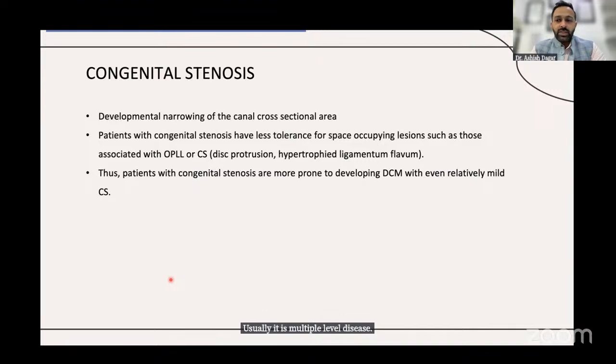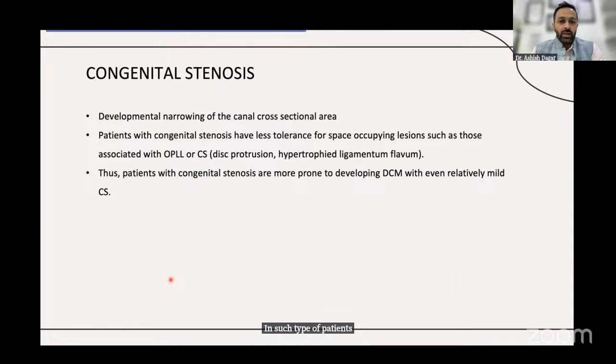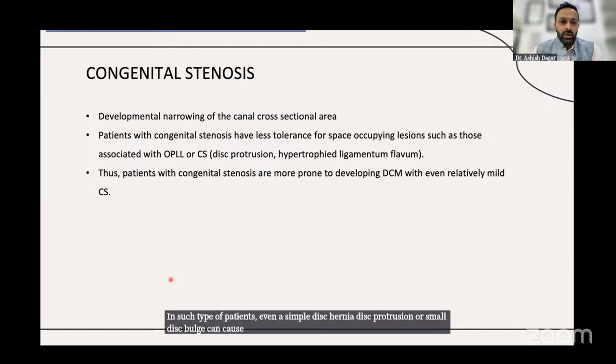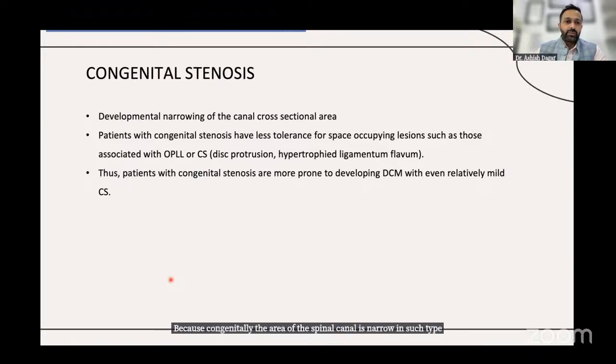The third one is congenital stenosis. It is a developmental anomaly in which the cross-sectional area of the spinal canal is congenitally narrow in an individual. In such type of patients, even a simple disc protrusion or small disc bulge can cause cervical myelopathy because congenitally the area of the spinal canal is narrow in such type of patients.